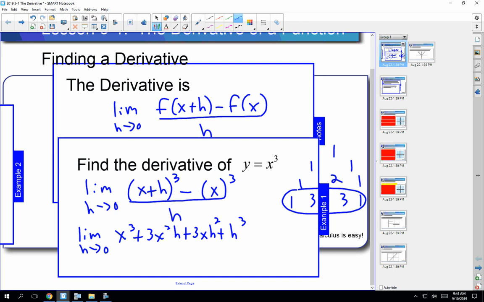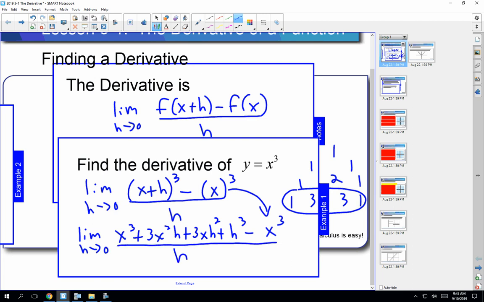The powers on the x's go down and then phase out. It goes x cubed, x squared, x to the first, and then x to the 0, which is 1. And then h is not in the first term. It's h to the 0 at that point. Then h to the first, h to the second, h to the third. And then I've got minus x to the third, which is just this term right here, all over h.